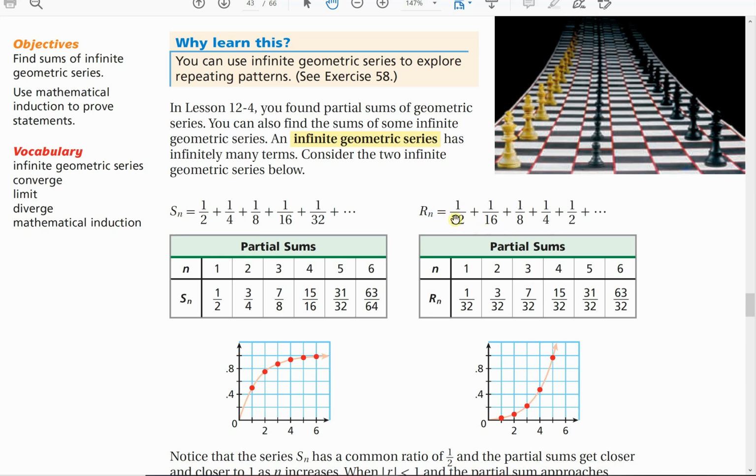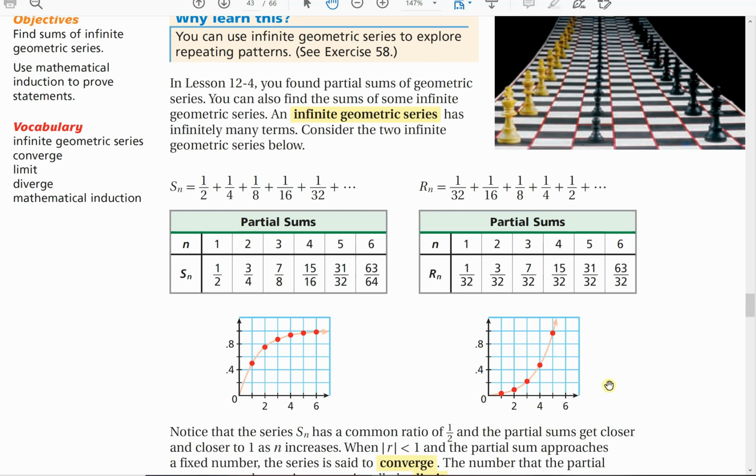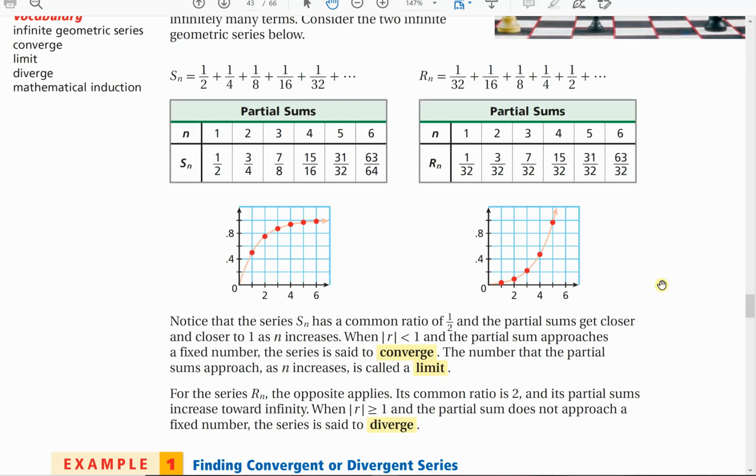This one here, a 32nd plus a 16th plus an 8th plus a 4th plus a half, the next one would be plus 1. This one is just getting bigger and bigger. So as x is going up, the graph just continues to go up. And we're looking at, like I said, the partial sums as we add another term and another term and another term. So we've got two things happening here.